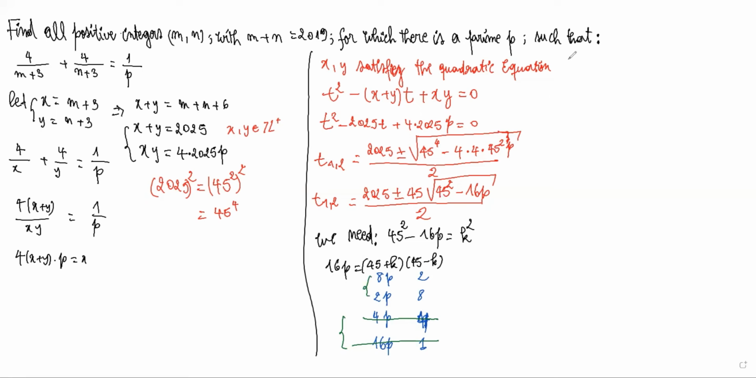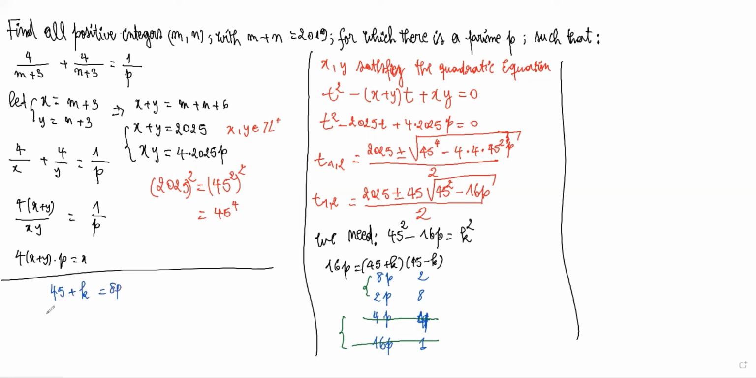Now I'm just going to write down here. The first case is when 45 plus k is 8p, and 45 minus k is 2. If you add these, you see that 8p plus 2 equals 90. Moving things around and then dividing by 8, you see that p should be 11.